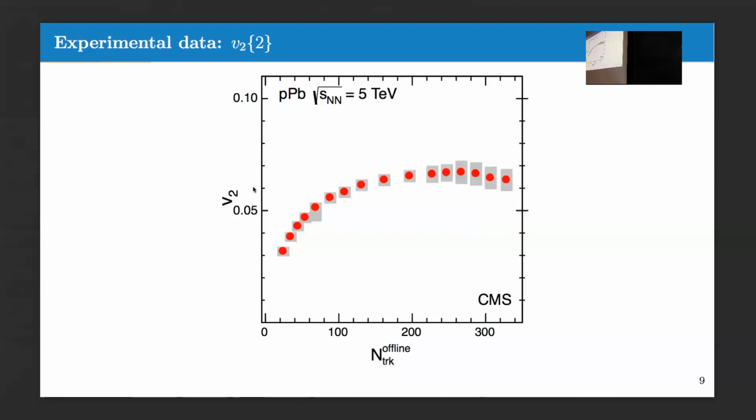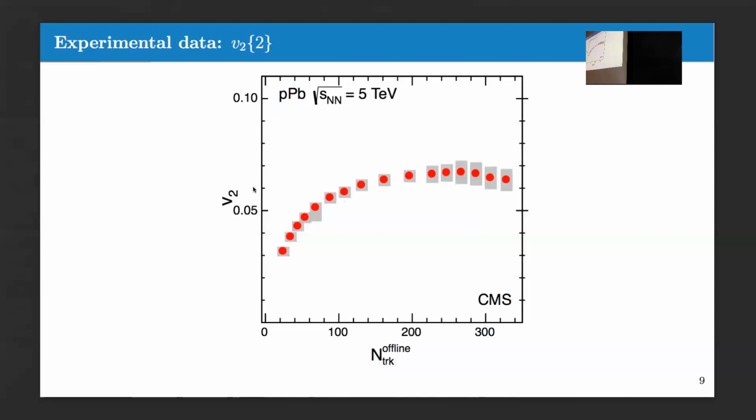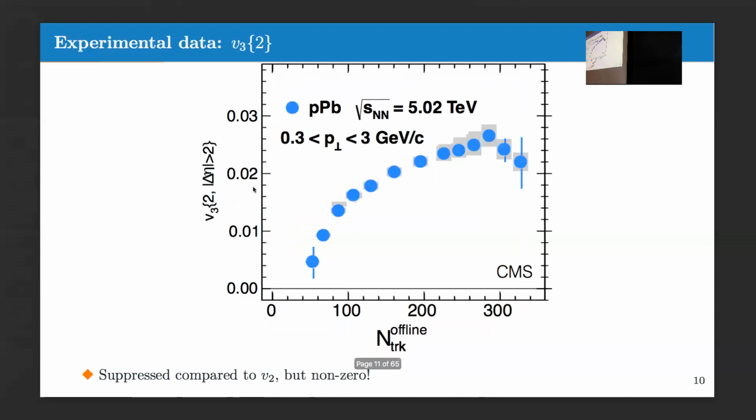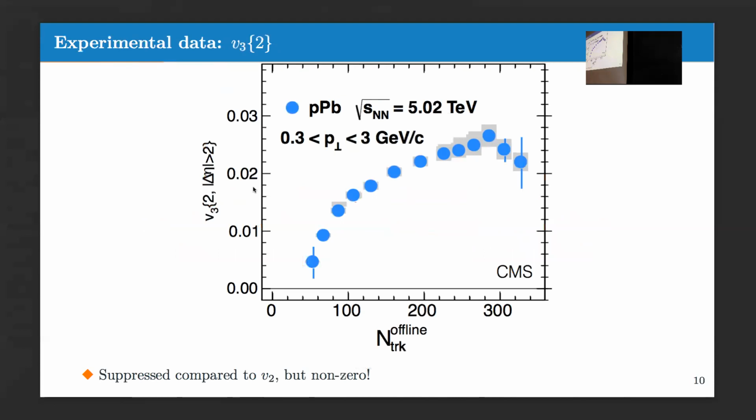Experimentally, we see that, of course, there is non-trivial V2, the even azimuthal anisotropy in p-Pb at high energies, it's shown here. And we see that there is also a V3, and the difference between them is not that large. Maybe it is a factor of 3, V3 is suppressed, but nevertheless it is present. So the question we wanted to answer is: can the saturation dynamics account for this long-range correlation and this odd azimuthal anisotropy V3, going beyond the dilute-dense approximation?